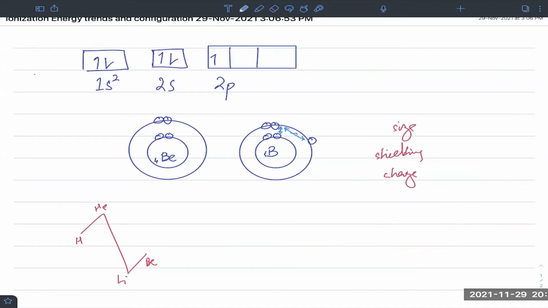So the shielding increases because the last subshell 2p is being repelled by 2s slightly. So one orbital of 2s is repelling the one for 2p.